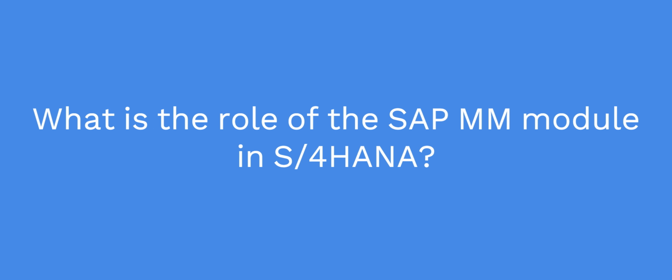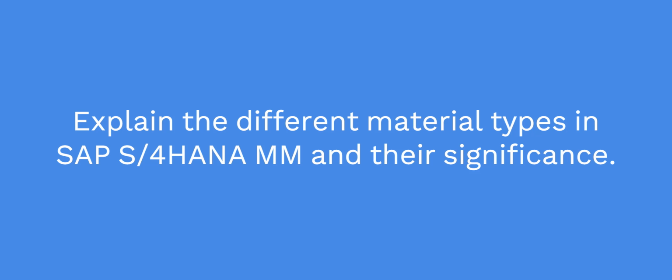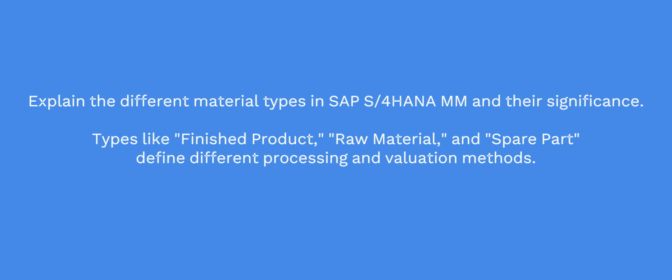What is the role of the SAP MM module in S/4HANA? To manage all aspects of the procurement process, including material master data, purchasing, inventory management, and vendor relationships. Explain the different material types in SAP S/4HANA MM and their significance. Types like finished product, raw material, and spare part define different processing and valuation methods.